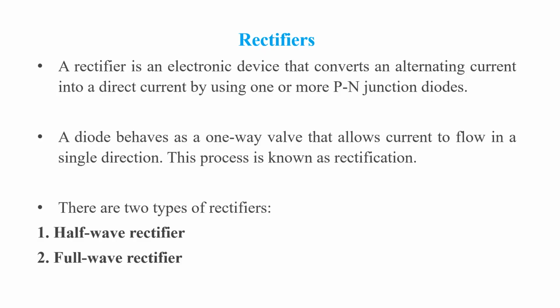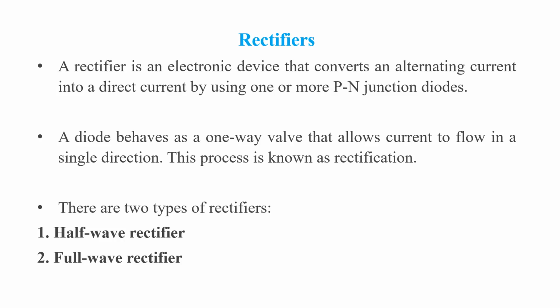Basically, a rectifier is a device that converts alternating current into direct current and makes use of PN junction diodes because they have the unidirectional conducting property. When a PN junction is forward biased, it will conduct electricity. When it is reverse biased, it will not conduct electricity. This diode behaves like a one-way valve, which allows the current to flow in a single direction, that is when forward biased. This phenomenon of converting AC to DC is called rectification.